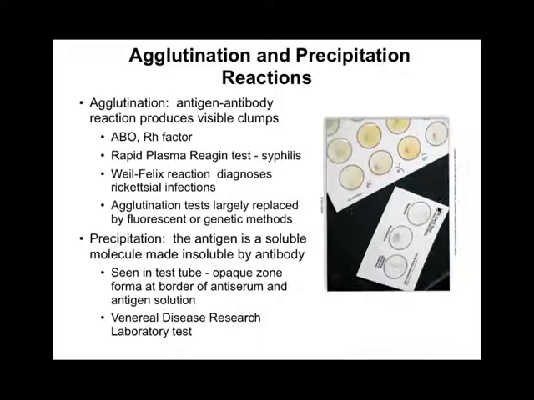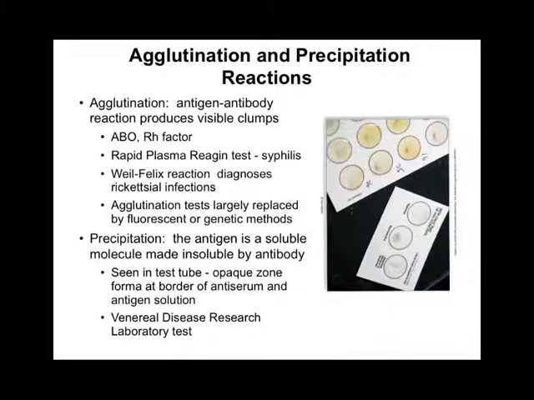You can actually see clumping of the cells in this particular area. The Weil-Felix reaction is a similar one that's used to diagnose rickettsial infections. These agglutination tests these days have largely been replaced by fluorescent or genetic methods. However, cards are still used in developing countries where the newer technologies are not yet available.